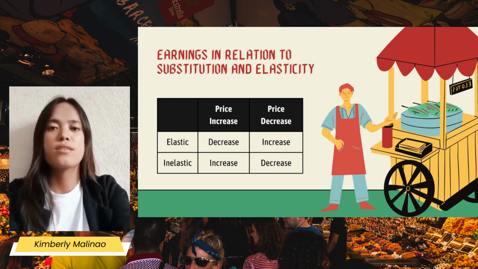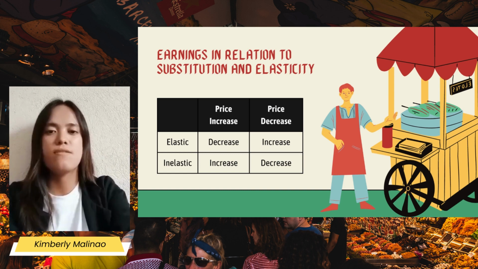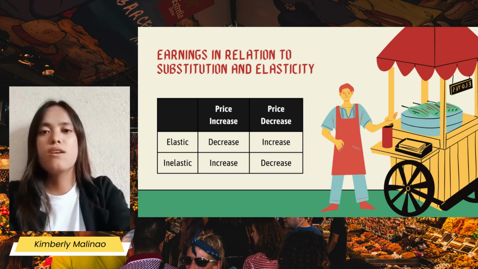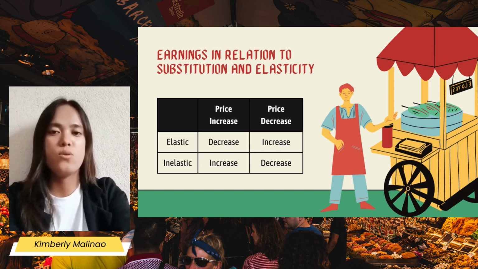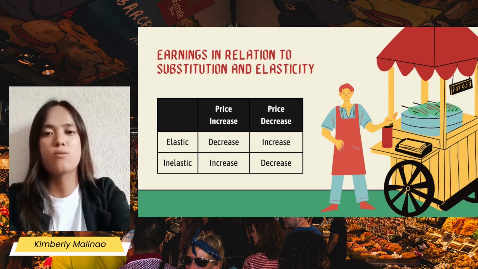So, here in the figure, we can say that if the goods are elastic and there is an increase in price, there will be a decrease in the seller's total revenue. And if there is a decrease in price of the elastic goods, there will be an increase in the total revenue. So, if the goods are inelastic, there is an increase in price. There will also be an increase in total revenue. The reason why these are happening is because, for instance, if elastic yung good, pag tumaas ang presyo niya, the buyer or consumers will look at the substitute goods. So, hindi nila bibili ang produkto, instead, bibili nila yung substitute na good.